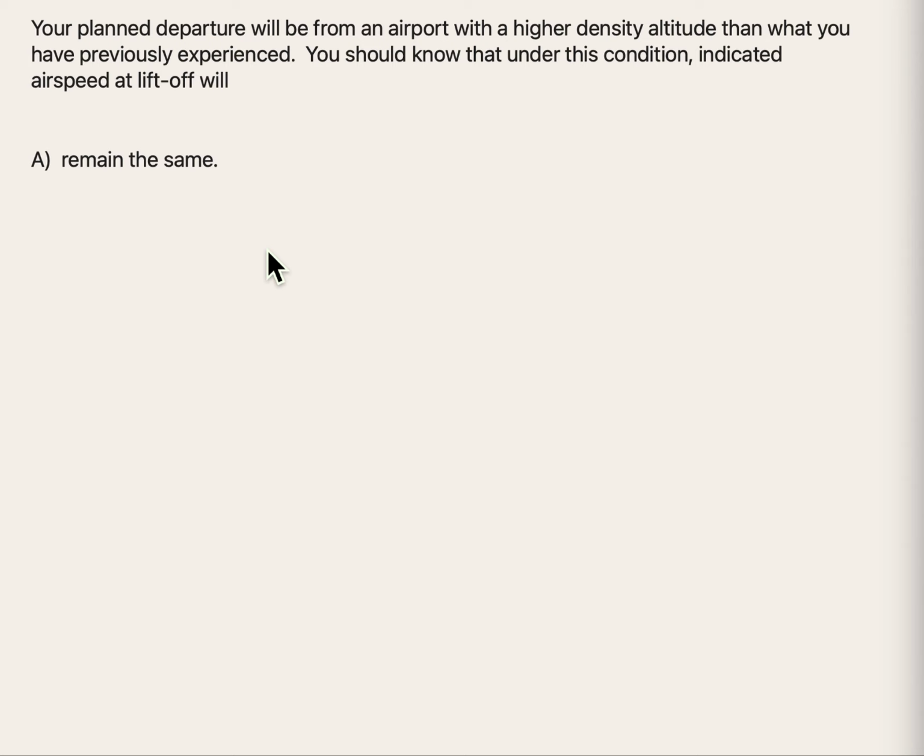Ground speed is true airspeed corrected for headwind and tailwind. So at a higher altitude, given the same wind condition, the same indicated airspeed, since the true airspeed is higher, the ground speed is also higher. So there's indicated airspeed, true airspeed, and ground speed.